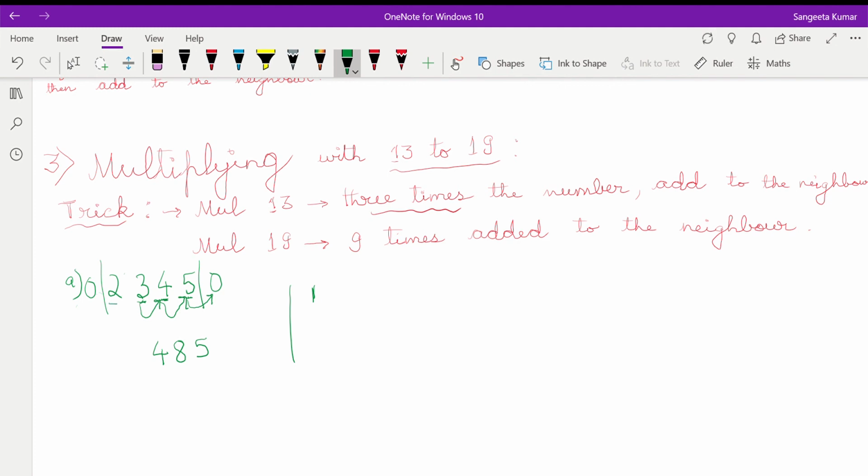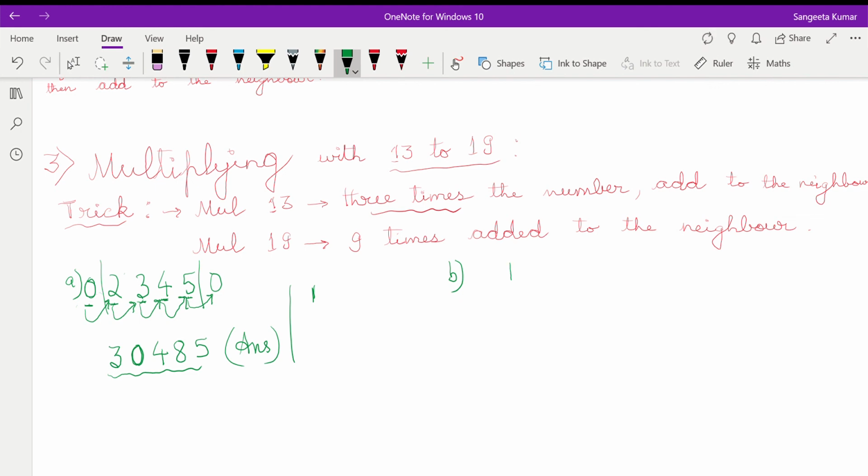Next, 2 into 3 is 6. 6 plus 3 is 9. 9 plus 1 is 10. So 0 and 1 is in our hand. The next digit, 0 into 3 is 0. 0 plus 2 is 2. 2 plus 1 is 3. So our final answer is 30485. Now the next example we are going to take the multiplier as 19.